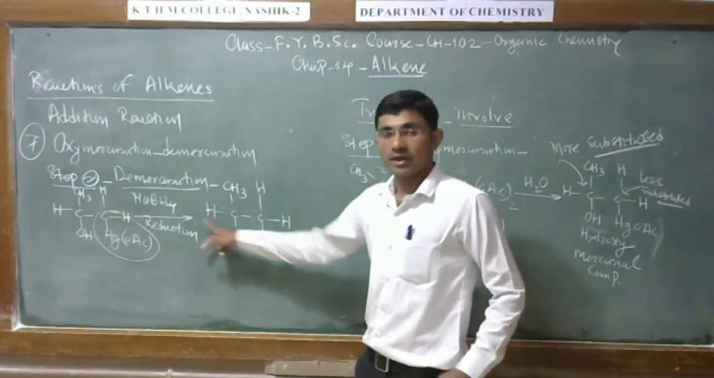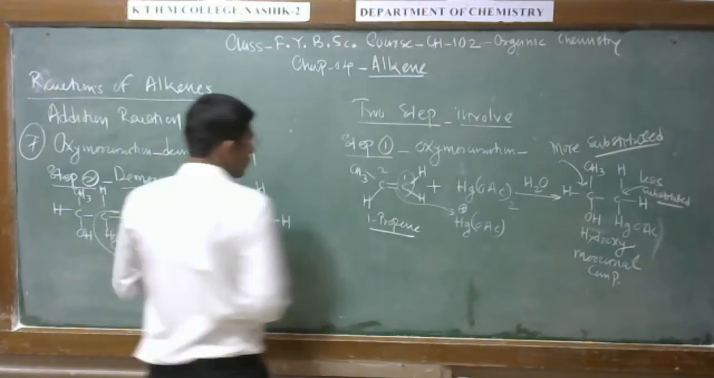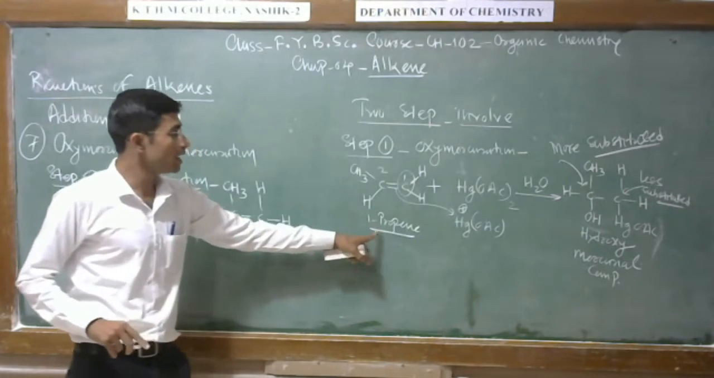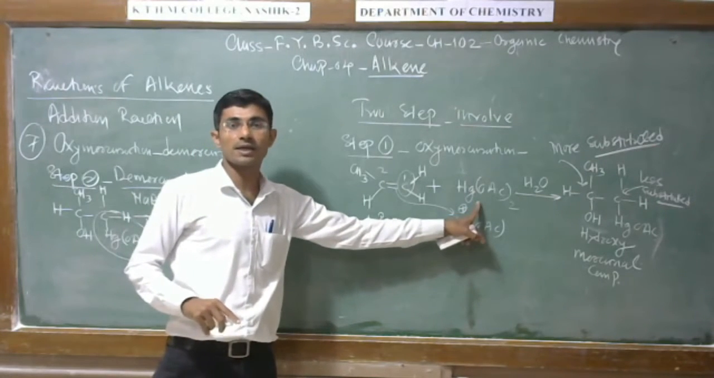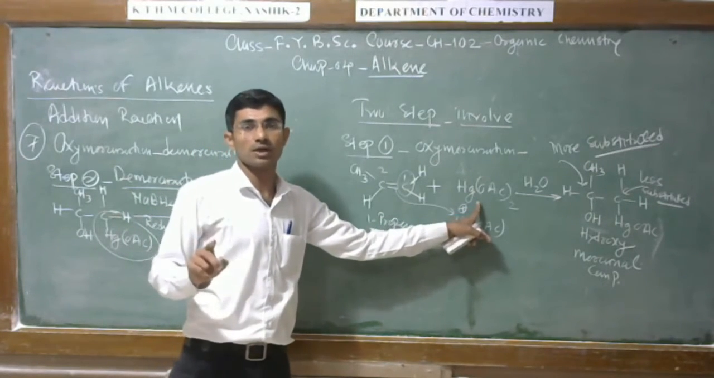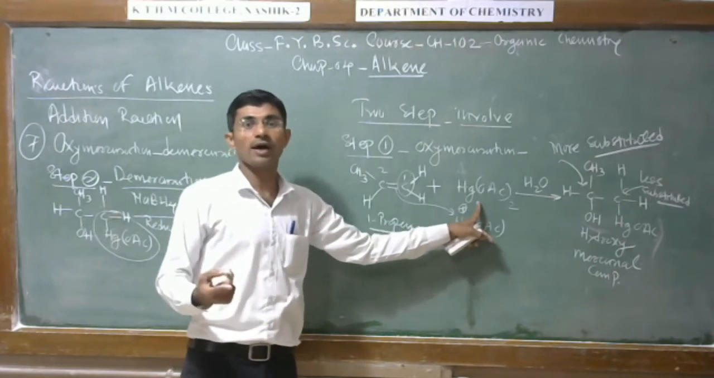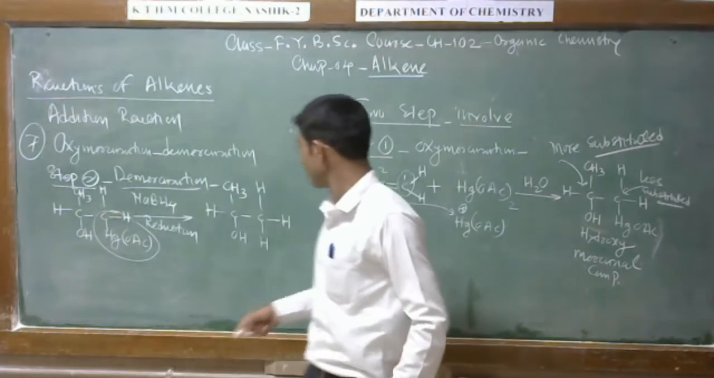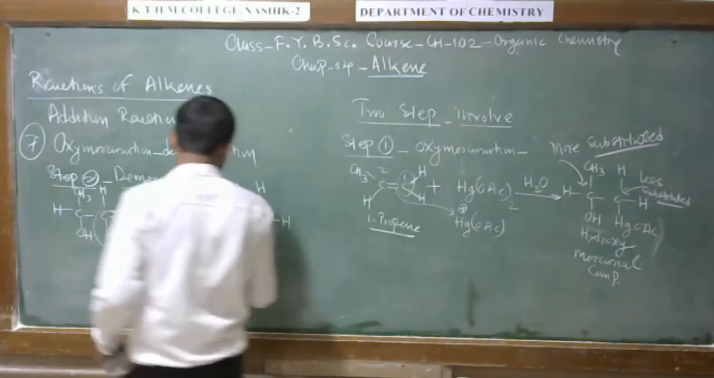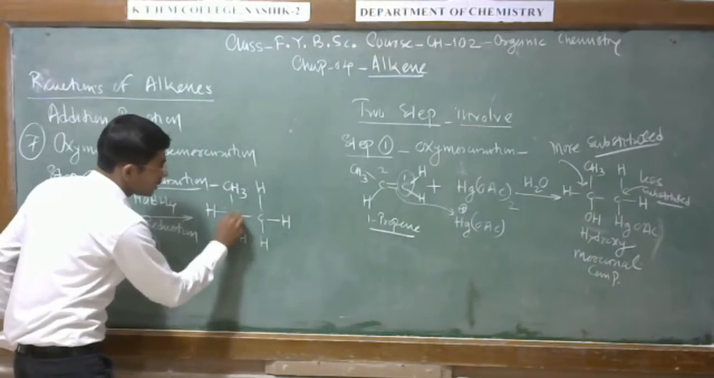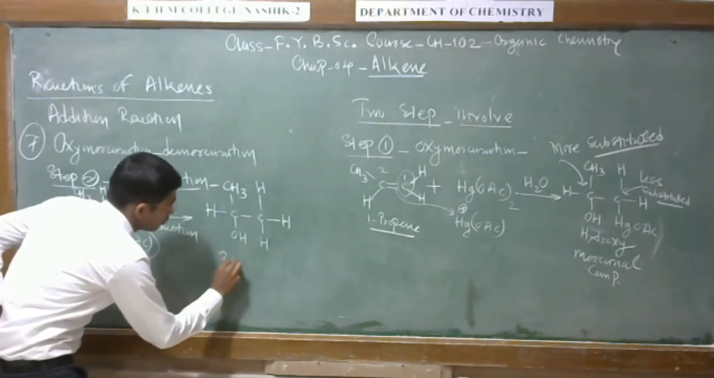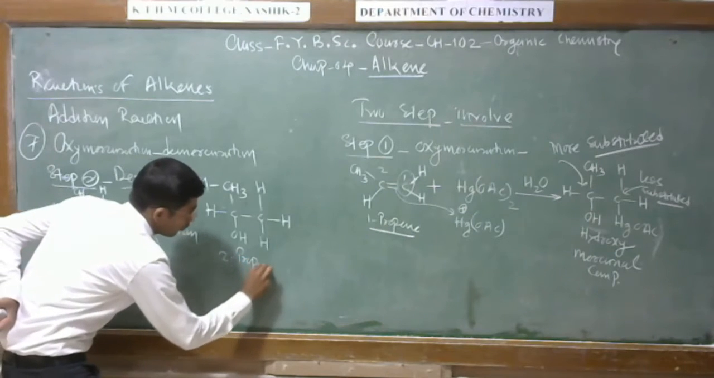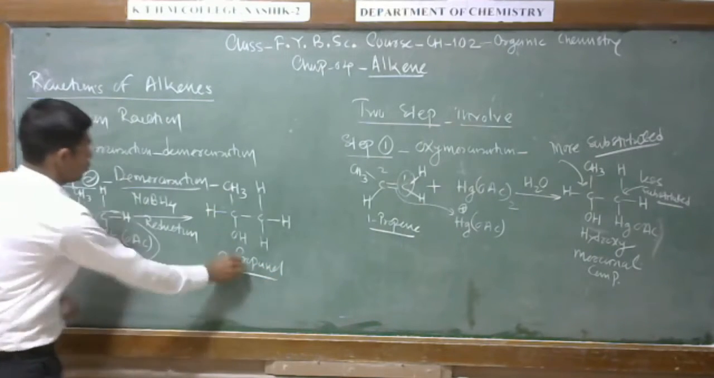So 1-propene, which compound? See, 1-propene interacts with mercuric acetate in the presence of water, followed by reaction with sodium borohydride. We get this compound. Which compound do we get here? That is 2-propanol. We get 2-propanol here.